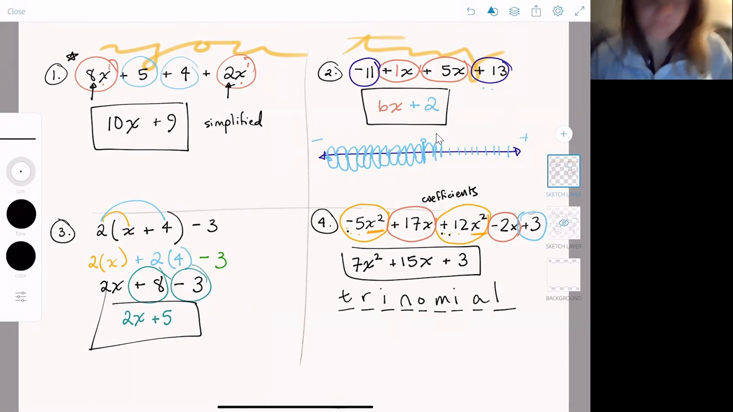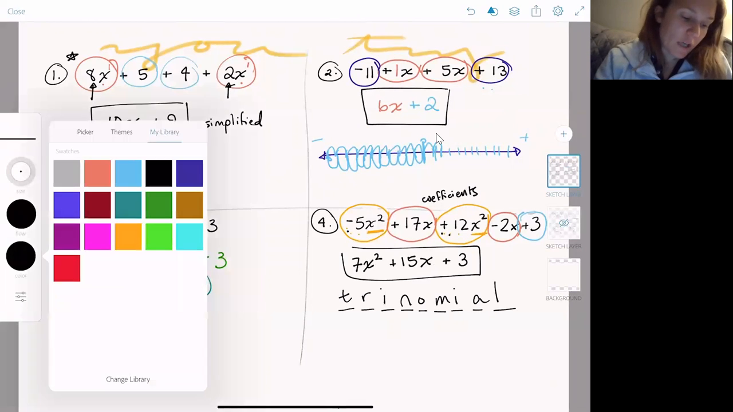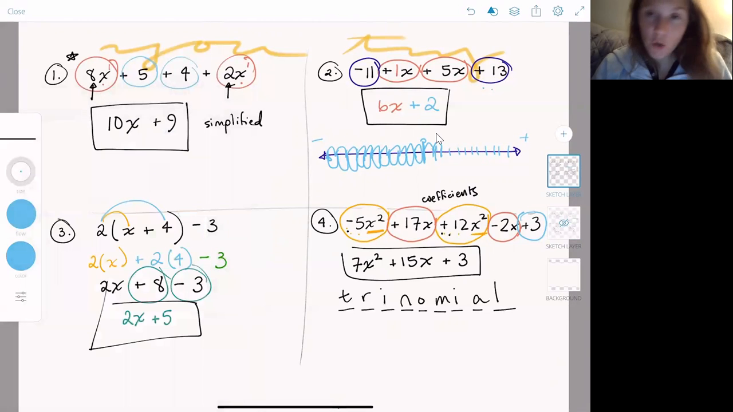Last thing I want to mention. So here, when I'm looking at this, notice I go from highest to lowest exponent. So from 2 to 1 to 0, right? That's called standard form. Standard form, okay? All right, that's it for this one.